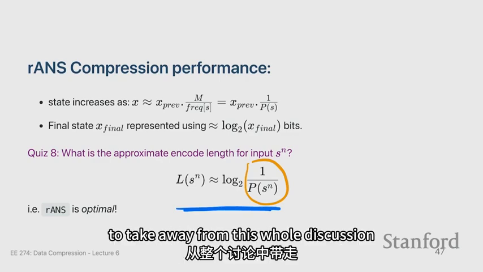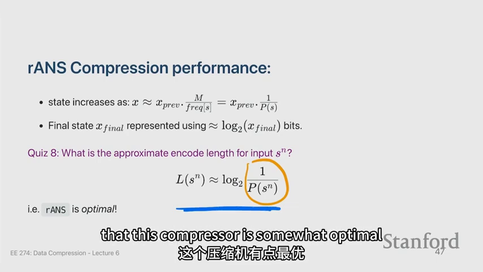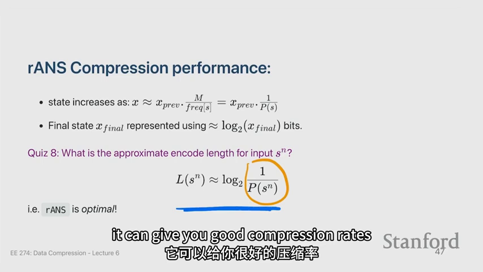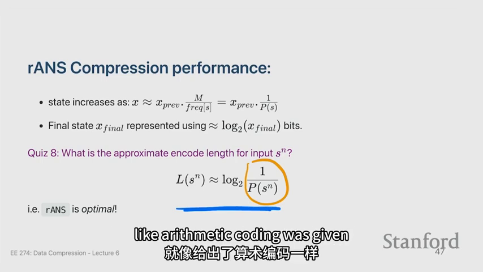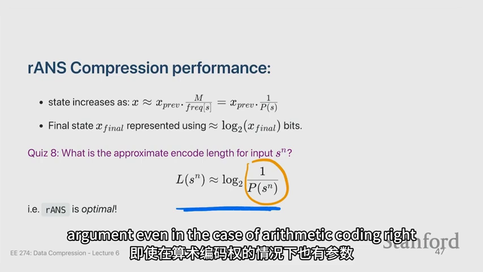What I really want you to take away from this whole discussion is that intuitively it makes sense that this compressor is somewhat optimal. It can give you good compression rates like arithmetic coding was giving. This was roughly the hand-wavy argument even in the case of arithmetic coding, right?